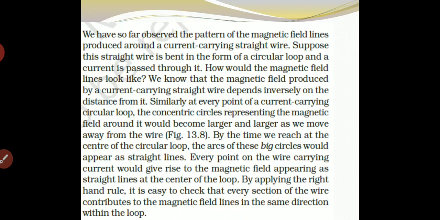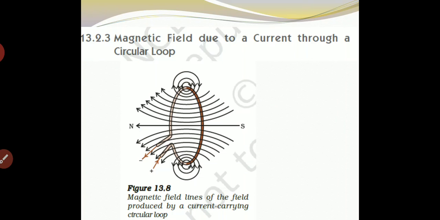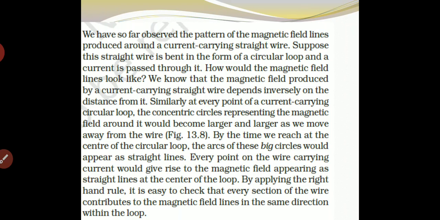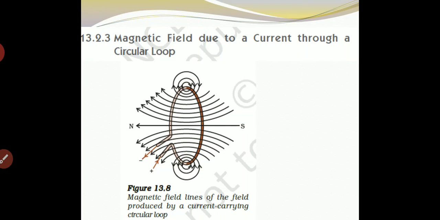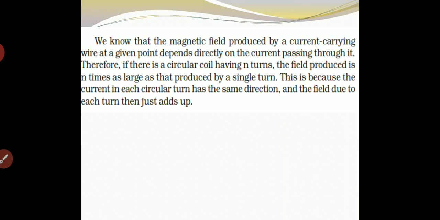Every point on the wire carrying current will give rise to a magnetic field, appearing as you can see at the center of the loop. By applying the right hand thumb rule, it is easy to check that every section of the wire contributes a magnetic field line in the same direction within the loop, as you can see here. So this will be the field line as well as the magnetic effect.